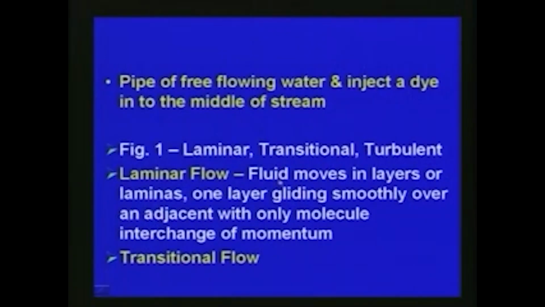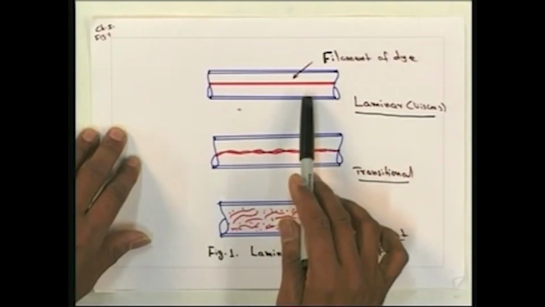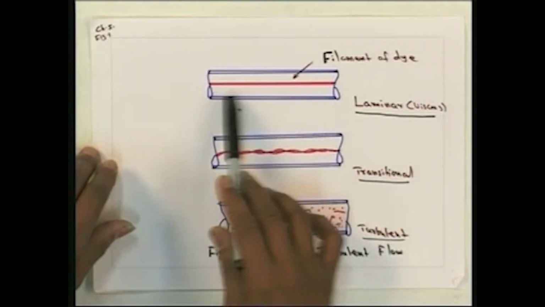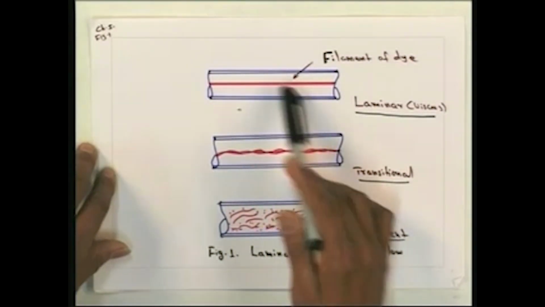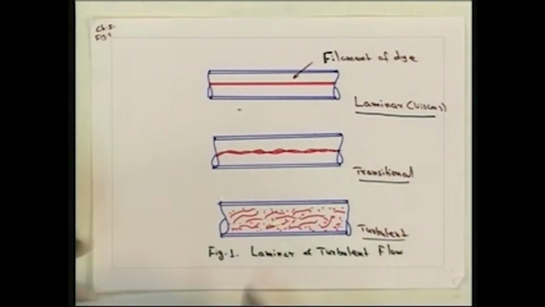Now with respect to what we discussed, what is a laminar flow? In laminar flow the fluid moves in layers, or laminas. We can define laminar flow as the fluid moving in layers of laminas, one layer gliding smoothly over an adjacent one with only molecular interchange of momentum. You can see this in the first figure. This is the definition of a laminar flow.